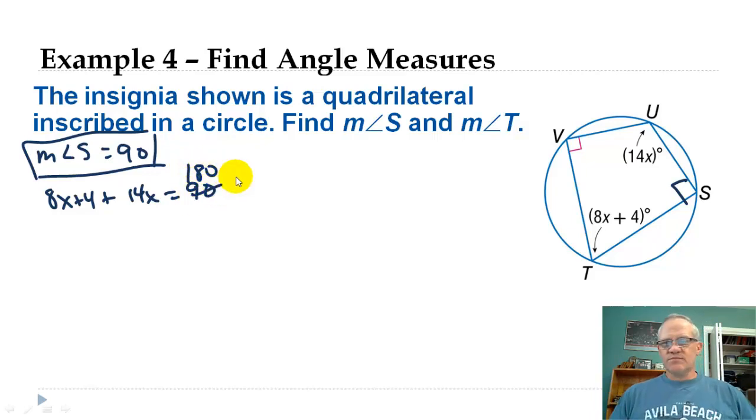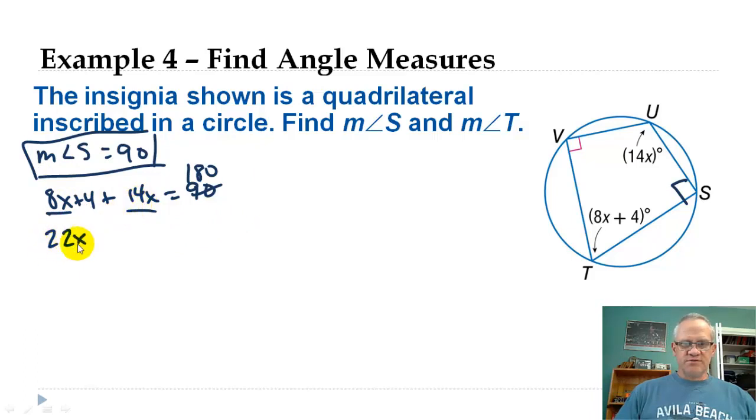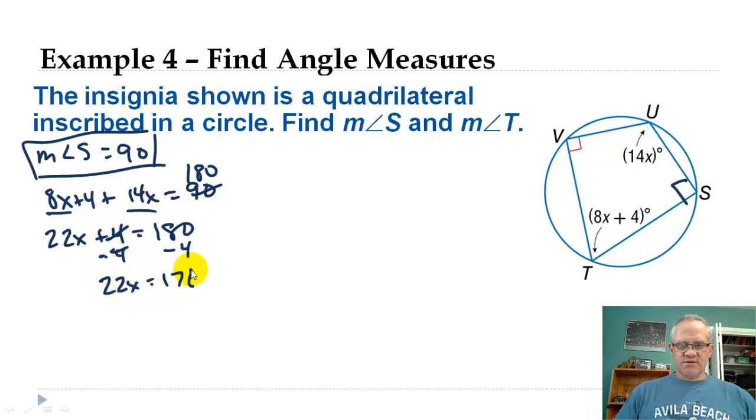180, because they're supplementary, remember, 180. All right, so combine like terms. 8x plus 14x is 22x. Minus 4. So we have 22x equals 176.